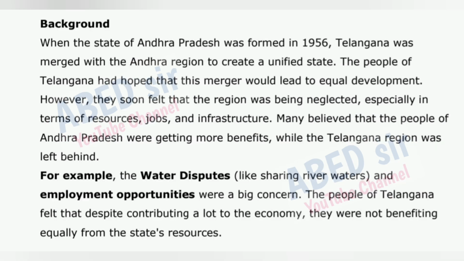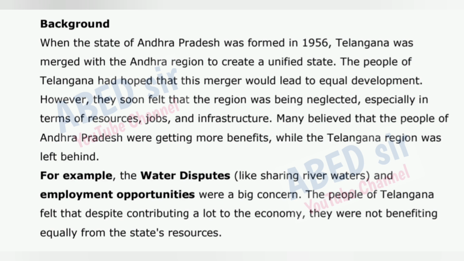Background. When the state of Andhra Pradesh was formed in 1956, Telangana was merged with the Andhra region to create a unified state. The people of Telangana had hoped that this merger would lead to equal development. However, they soon felt that the region was being neglected, especially in terms of resources, jobs, and infrastructure.